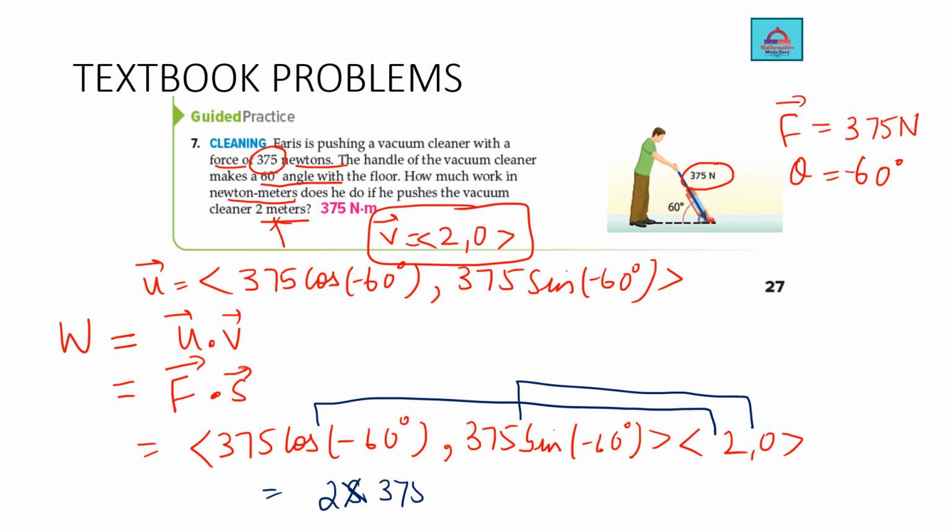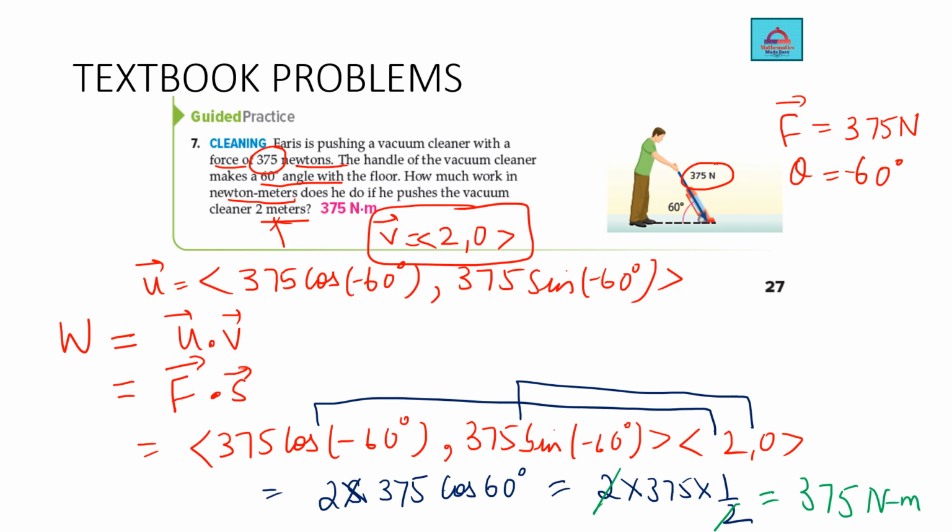Now do the simplification. How much is cos 60 degrees? It is 1 by 2, so 2 times 1 by 2 cancels out, and you are only left with 375. That is the correct answer. So the work done in this case by moving the vacuum 2 meters is 375 newton meters or 375 joules.